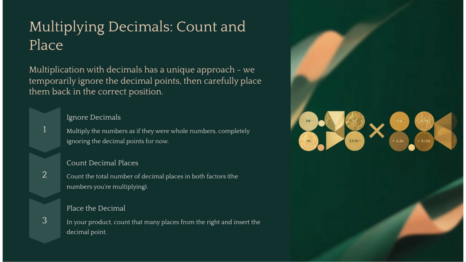Multiplying decimals is completely different because you ignore the decimals first. Just multiply the numbers as if they were whole numbers. Once you have your product, you count the total number of digits behind the decimal point in both original factors. That total number is how many places you move the decimal point from the right of your final answer. The rule is simple. Count, multiply, and then count again.